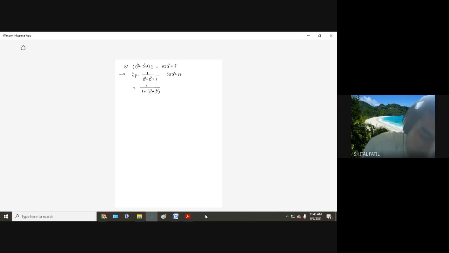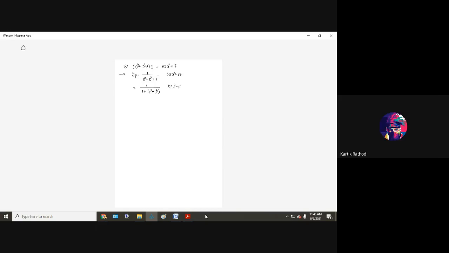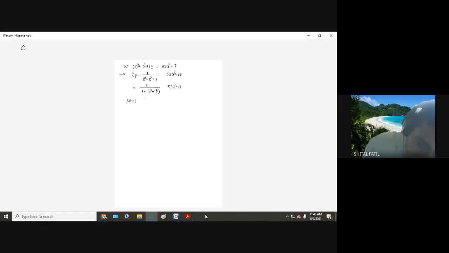Write them in increasing order. I am audible. Yes, sir. Using 1 upon 1 plus t, this formula is to be used. 1 minus t plus t square minus t cube and so on. What is t here? D square plus d raised to 4. That is the only change.